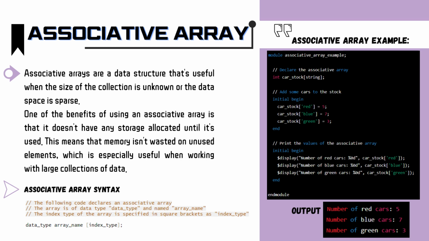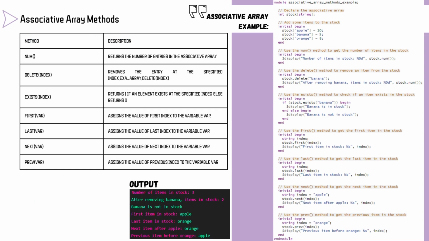Associative arrays are a powerful tool in SystemVerilog that allow us to store and access data using flexible indices, which can be particularly useful when the size of the collection is unknown or the data space is sparse. Associative arrays have many built-in methods that make it easier to manipulate the data stored within them. Here are some commonly used methods.